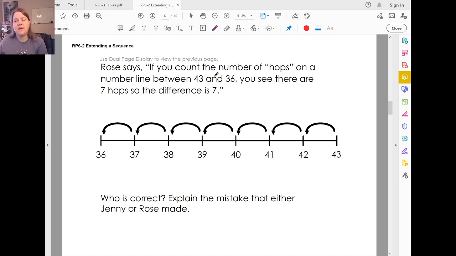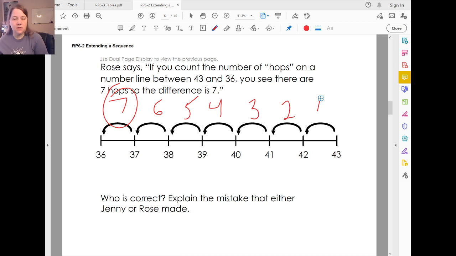Rose says, if you count the number of hops on a number line between 43 and 36, you see there are 7 hops, so the difference is 7. Go ahead and think about what Rose says. Pause the video, come back. Welcome back. So we want to know who is correct, Jenny or Rose. We need to figure out what's the difference between 43 and 36. Rose says you start at 43 and you count the number of hops. So we have 1 hop, 2 hops, 3 hops, 4 hops, 5 hops, 6, 7 hops.